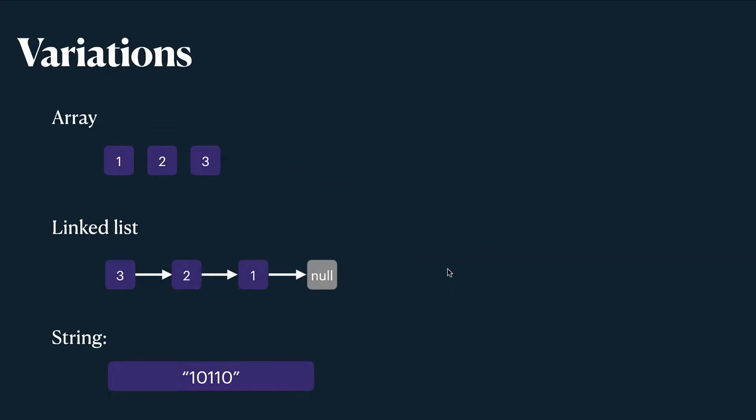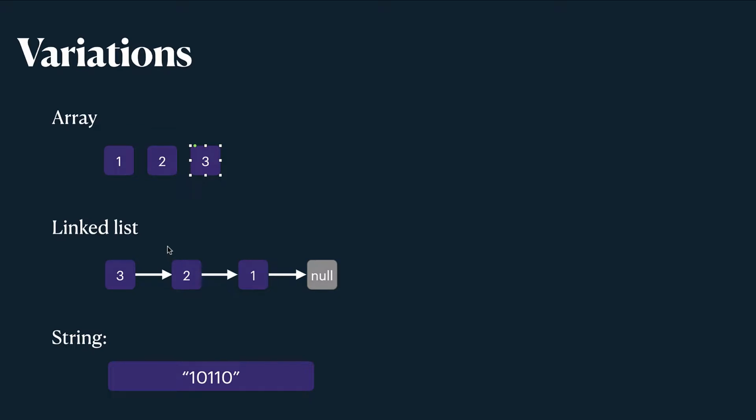So what variations do we have for the task? First of all, we can have a number represented as an array. Let's assume that everything we saw before was an array. So 1, 2, 3, just array elements. And another option is having a linked list.